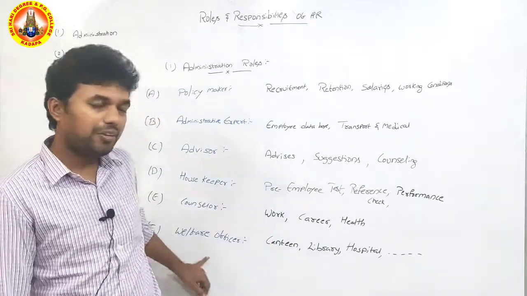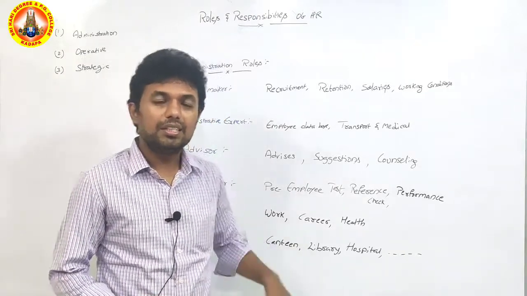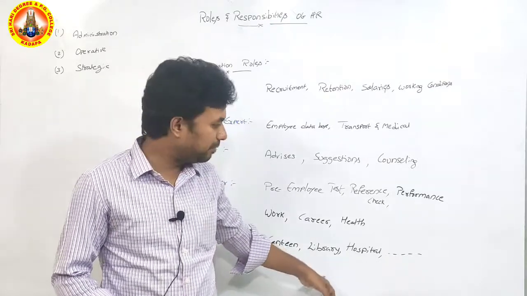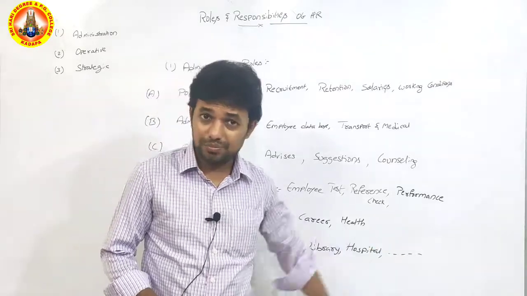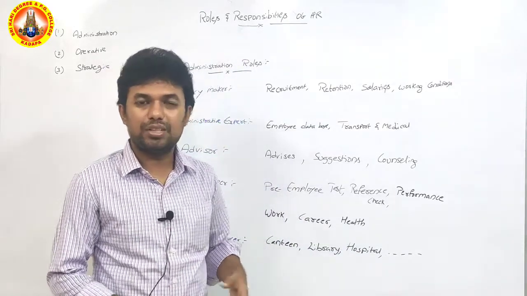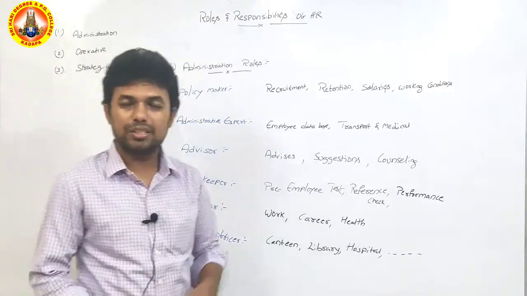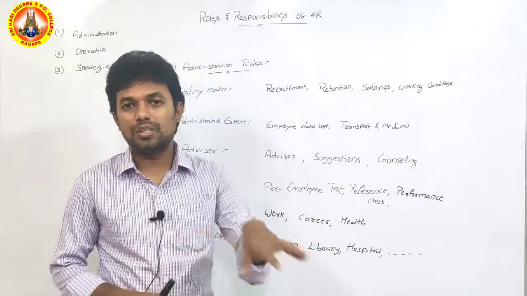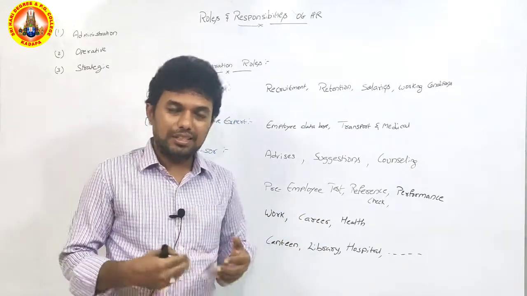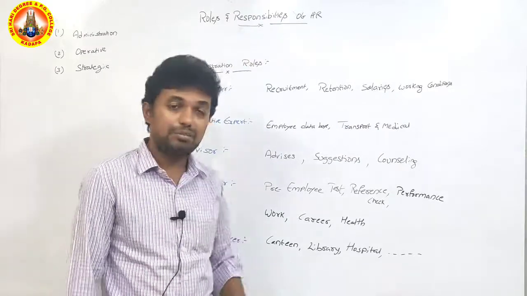Then next one, welfare officer. Here the HR executives or the HR managers must provide the employees with canteen facilities, libraries, hospitals, clubs, and sports. These are all the facilities provided by the organization. So here the HR department must provide the canteen facilities to all the employees and the workers. Why? Because canteen is very necessary for each and every organization, and libraries.